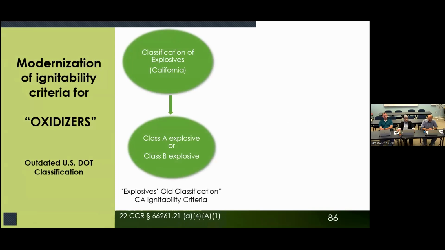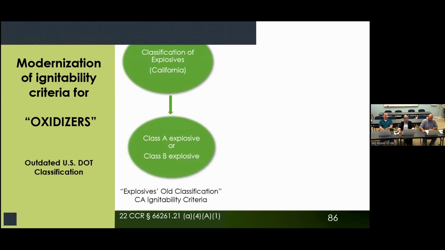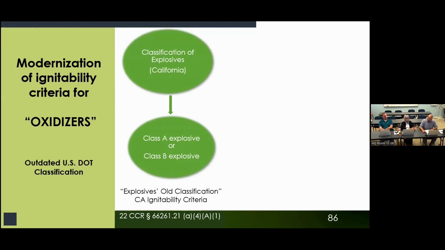Such as in ignitability criteria. California is using an old classification system for explosives based on old US DOT standards. Title 22, section 66261.21(a)(4)(A) references Class A explosives or Class B explosives. The terms Class A and B explosives came from the classification system for explosives used by US DOT before the 1990s.